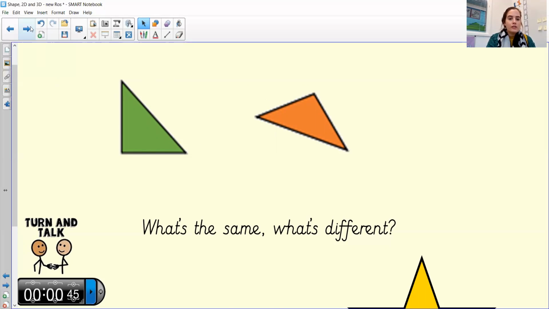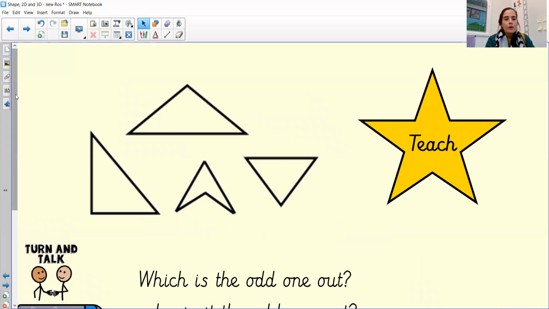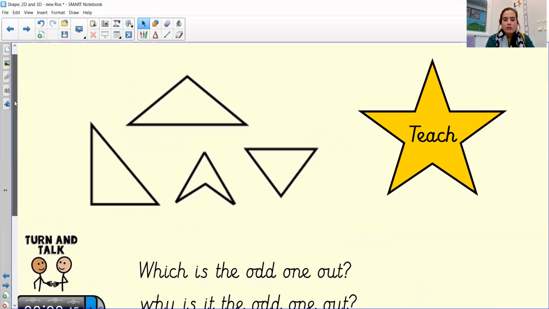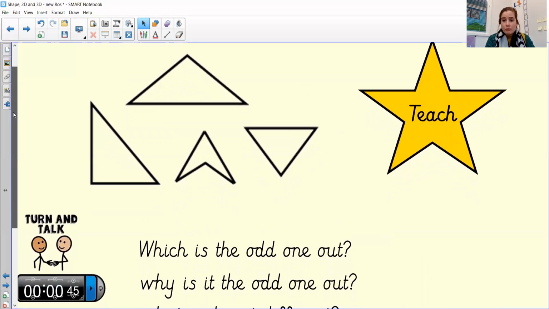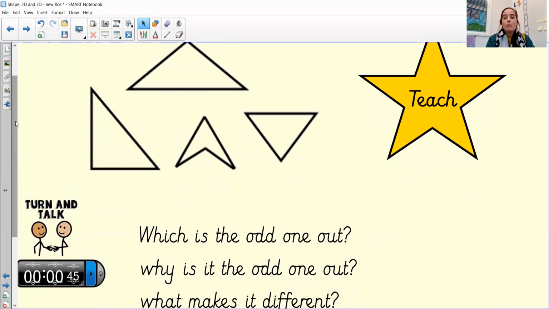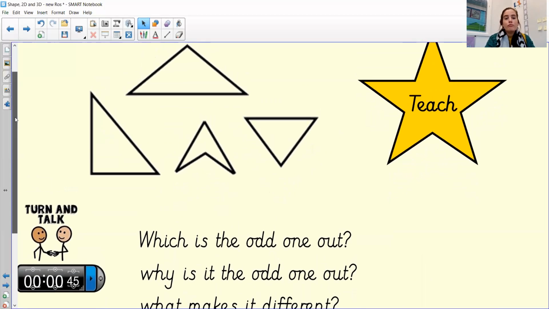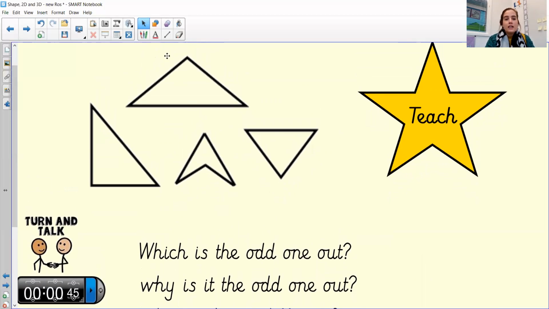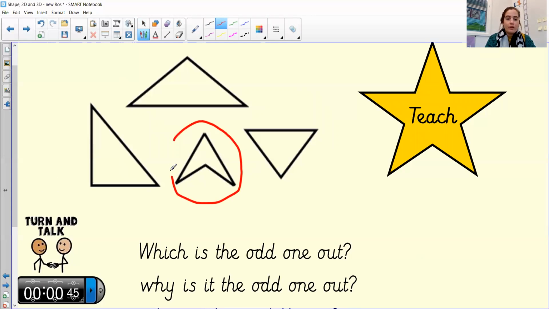It's always interesting to compare. Which one is the odd one out? Why is it the odd one out? What makes it different? Pause the video now and have this discussion at home. Brilliant. You may have said that this one, which I'm going to circle in red, is the odd one out. Okay, why is it the odd one out?